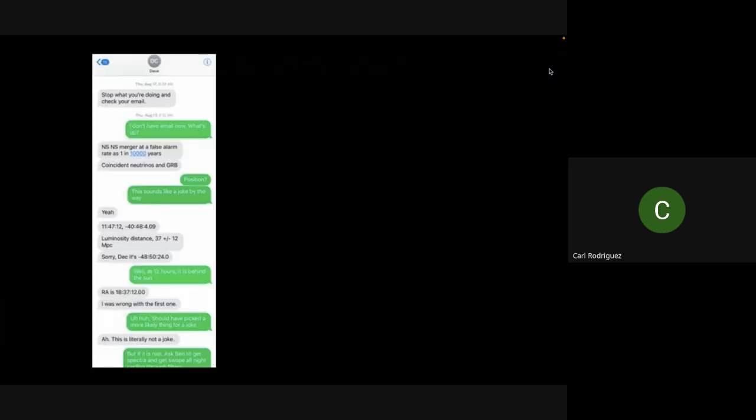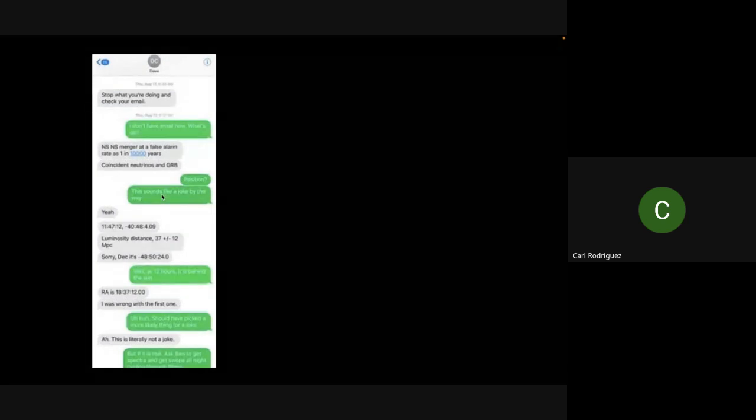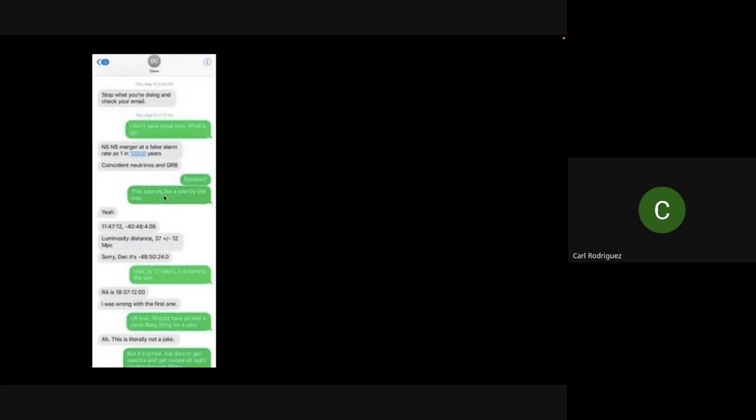And so what I'm showing here are the text messages between Dave Coulter, who is a graduate student at UC Santa Cruz, and his PhD supervisor, Ryan Foley. And if you read through it, it starts off with Dave basically telling his advisor to stop what he's doing and check his email. His advisor, Ryan Foley, is in Copenhagen, taking his kid to an amusement park. And his grad student, I think this is midnight, roughly their time, is basically trying to get his advisor back to actually go look at this object.